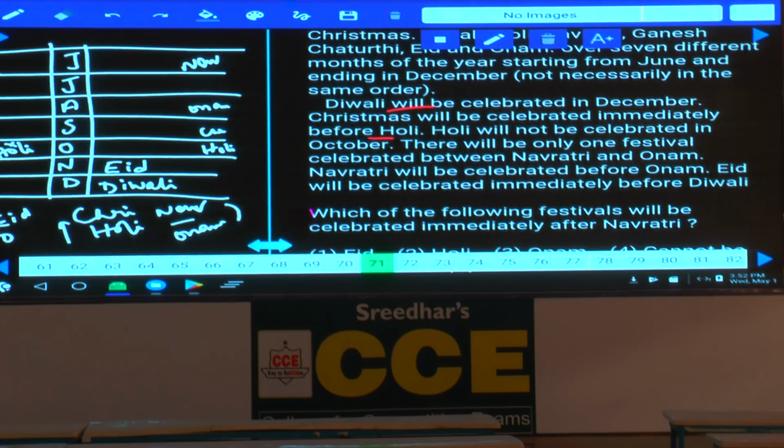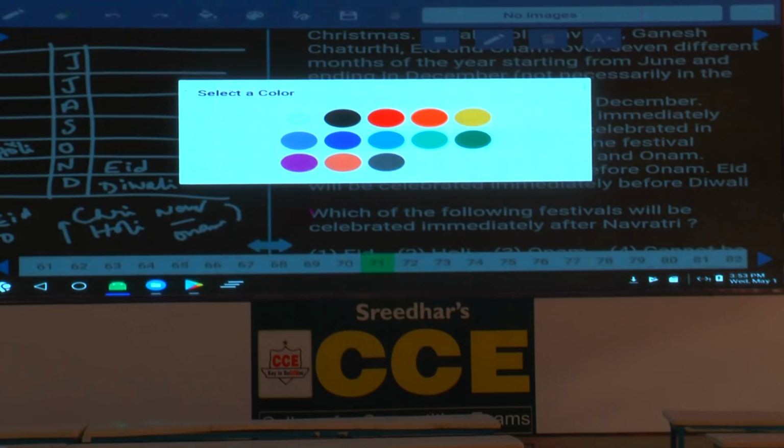Navratri, Onam, and Holi is not in the month of October, but finally we got that Holi in the month of October. Hence in that case, Navratri in the month of June is completely ruled out. Done with this? Now let us discuss whether this Navratri can be in the month of July or not, because you are taking all the possibilities here.